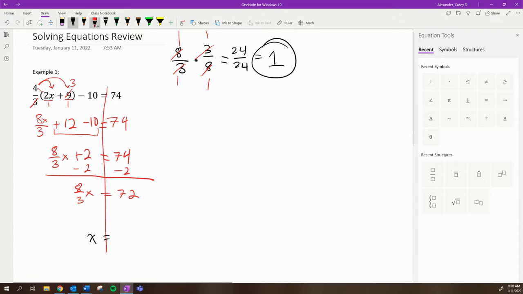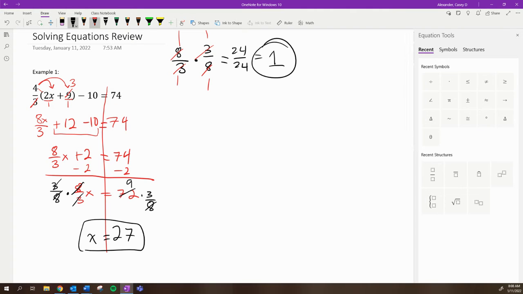In any case, what we have to do is multiply both sides by the reciprocal of 8/3, which is 3/8. So I'm going to multiply both of these sides by 3/8, and I get to cancel out all of the fractions here. Now, on this side, I think I can do 72 divided by 8 first. 72 divided by 8 is 9, and 9 times 3 is 27. So it seems that our solution is that x equals 27.